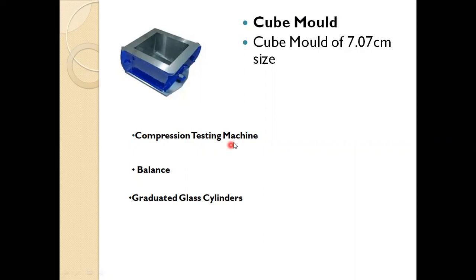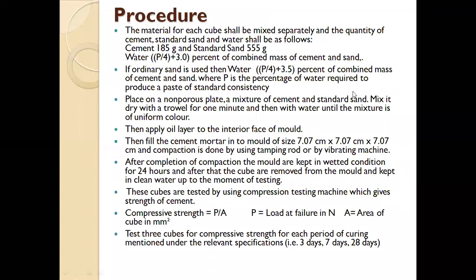Next is the compressive testing machine, that is the CTM. A balance, that is a weight balance, is required for measuring the weight of the material. Then a graduated glass cylinder, that is a measuring cylinder, for measuring the quantity of water. So these are the apparatus and materials required for the test. Next is the procedure.